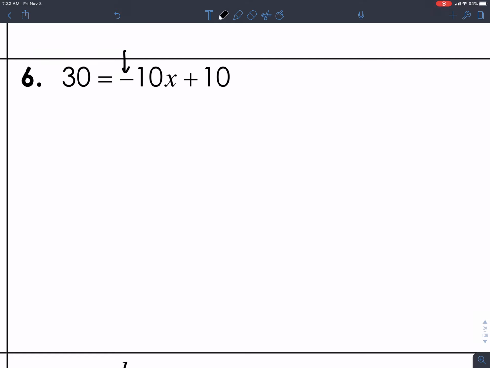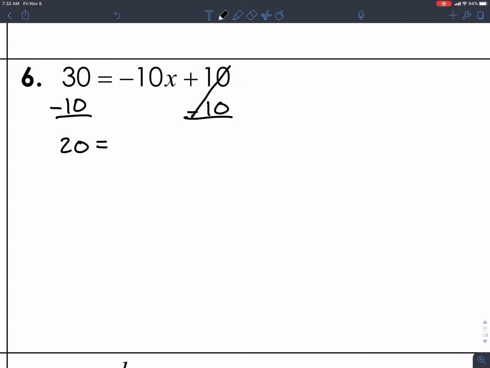This is not subtraction. That is a negative 10 times x. This is addition. We're adding 10. So how do we get rid of adding 10? We subtract 10 from both sides of the equal sign. Okay? Positive 10 and negative 10 cancel. That's 0. That is what we're trying to do. When we're adding and subtracting, we're trying to make zeros to get rid of numbers. When we're multiplying and dividing, we're trying to make ones to multiply by 1. So we have a positive 1. 30 minus 10 is 20.